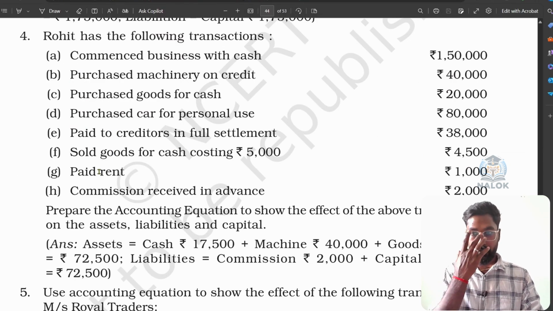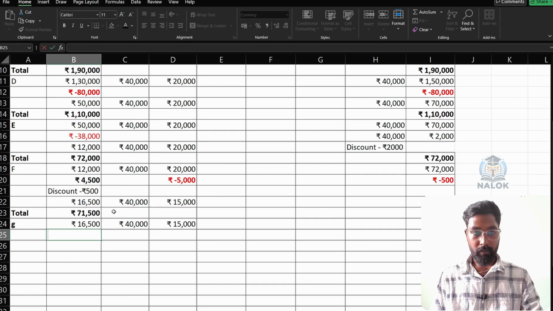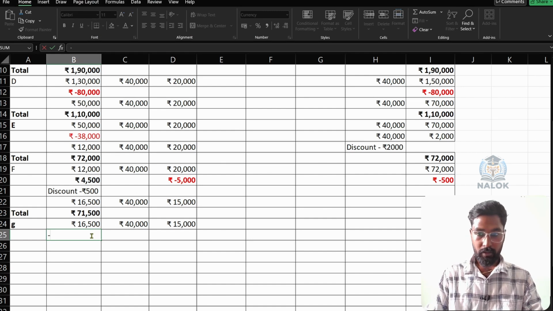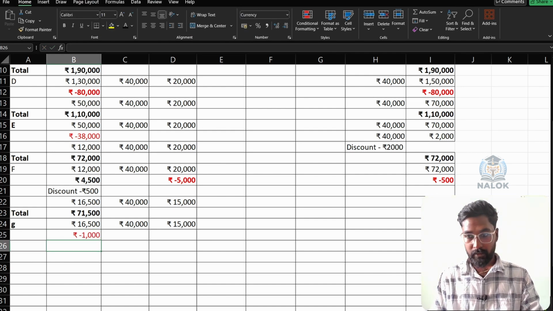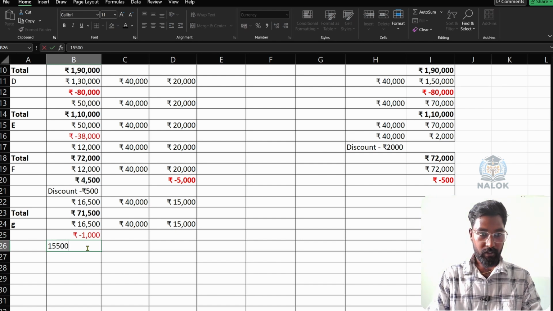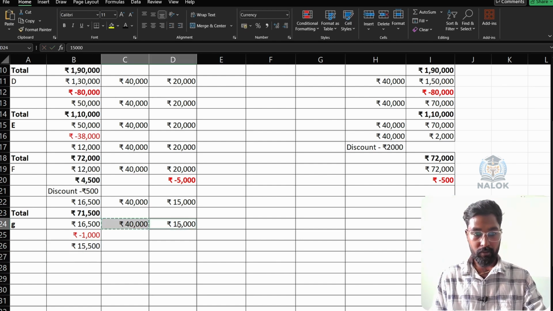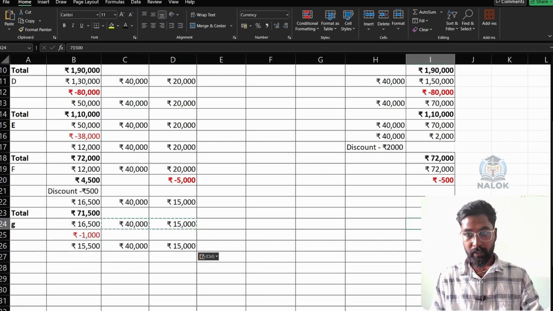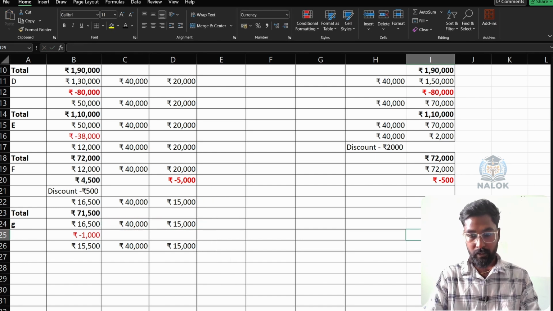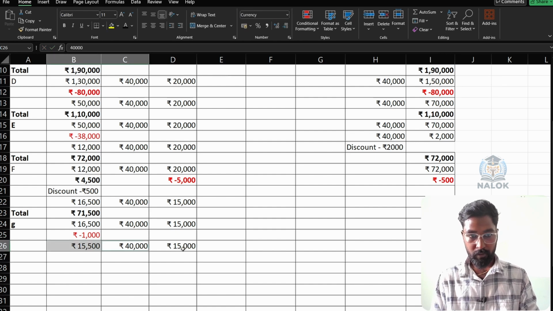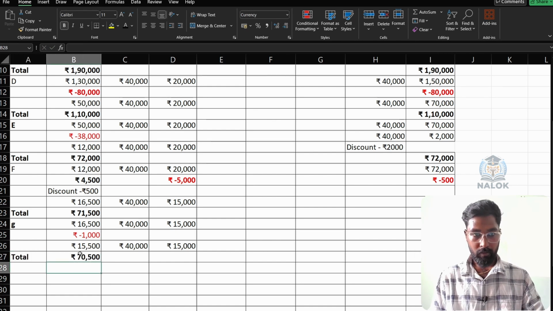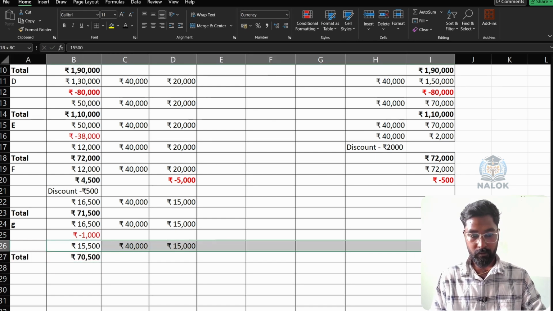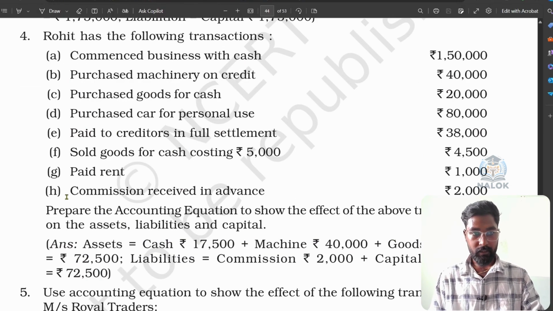Paid rent worth 1,000 rupees. We are paying rent worth 1,000 rupees, so 1,000 rupees is getting deducted. The balance would be 15,500. The machinery and the goods account remain the same. It's not affected. So we're bringing the capital. Our capital also decreases by 1,000 rupees because we paid the rent. So now the balance would be 70,500. Now let's total: 15,500 plus 40,000 plus 15,000, 70,500 is the total. Right. Now let's bring this transaction below to analyze the final transaction, which is H.